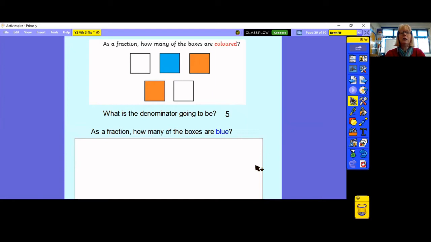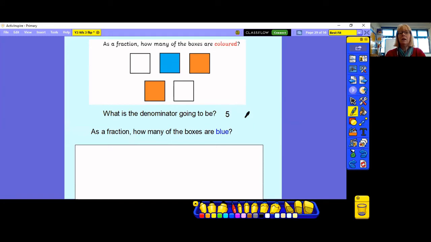As a fraction, how many of the boxes are blue? Well, that's an easy one, isn't it? We've only got one that is shaded in blue. So let me write that down. We've got one out of 5 that are blue.